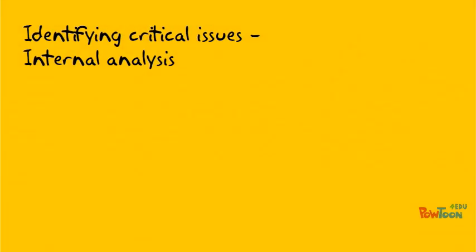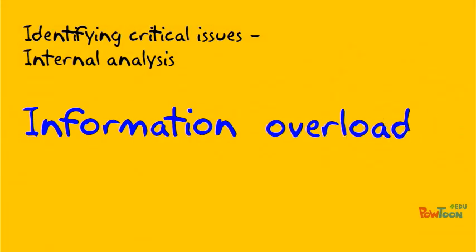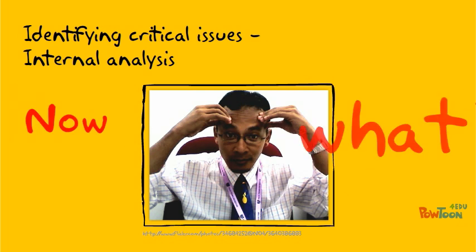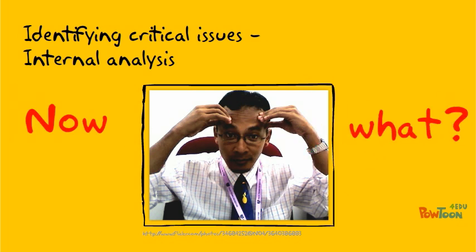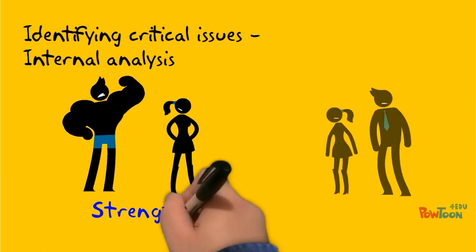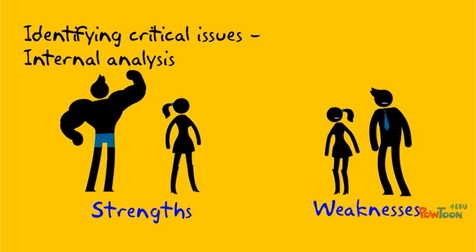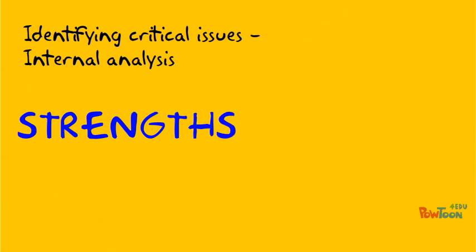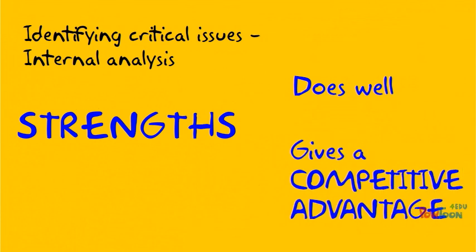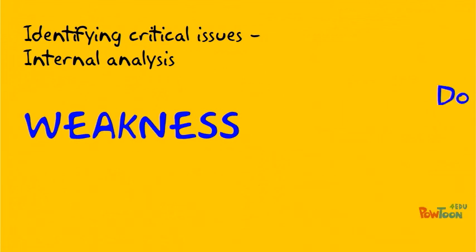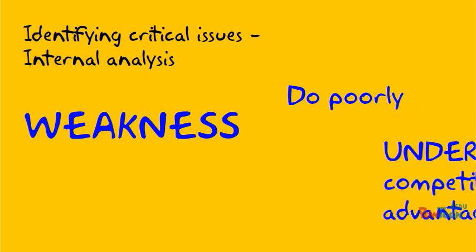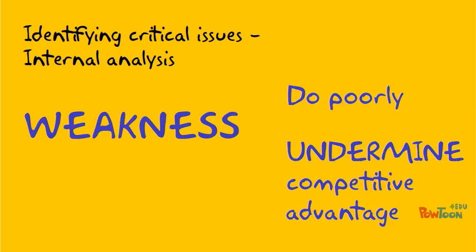Okay, so you've just done this huge internal analysis. You've gotten all this information. Now what? Well, now you start identifying strengths and weaknesses of the company. Strengths are those things the company does well, things that might give them a competitive advantage. Weaknesses are things they do poorly, things that might undermine their competitive advantage.